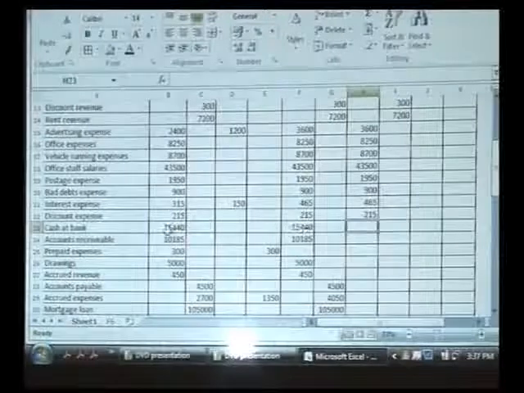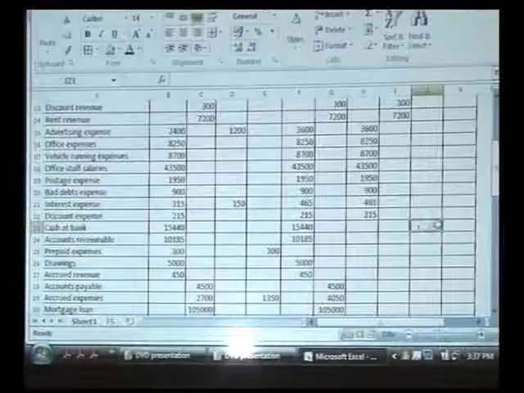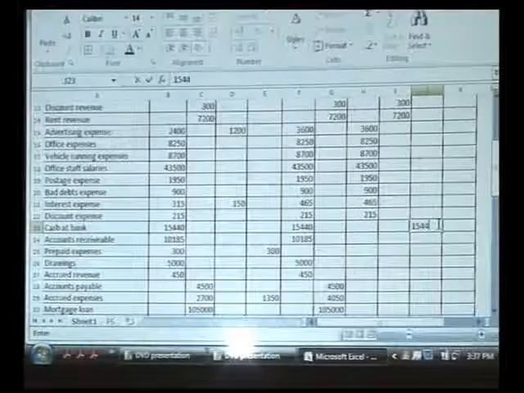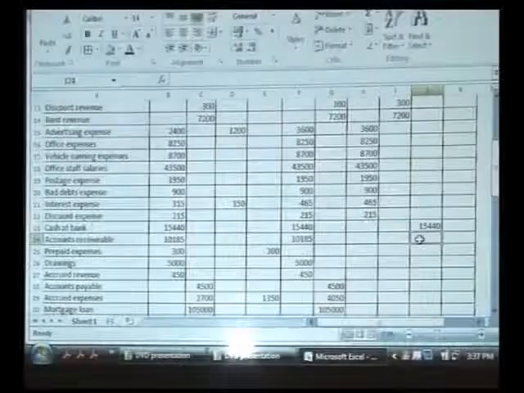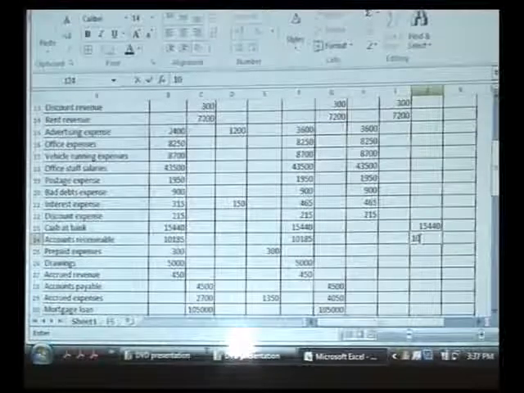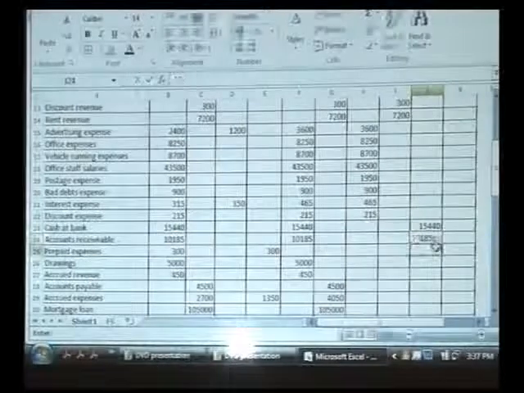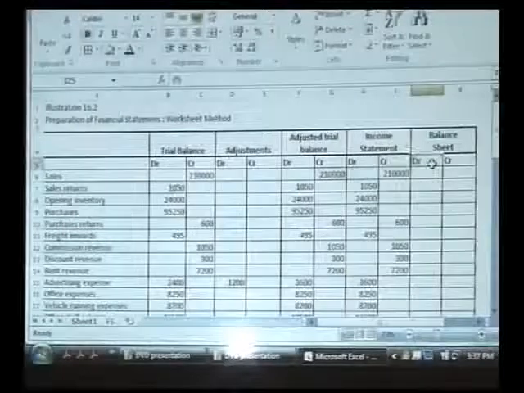Cash at bank balance 15,440. It goes to the balance sheet, 15,440. Account receivable, again balance sheet item. All these are assets, so therefore we record them in the debit column.